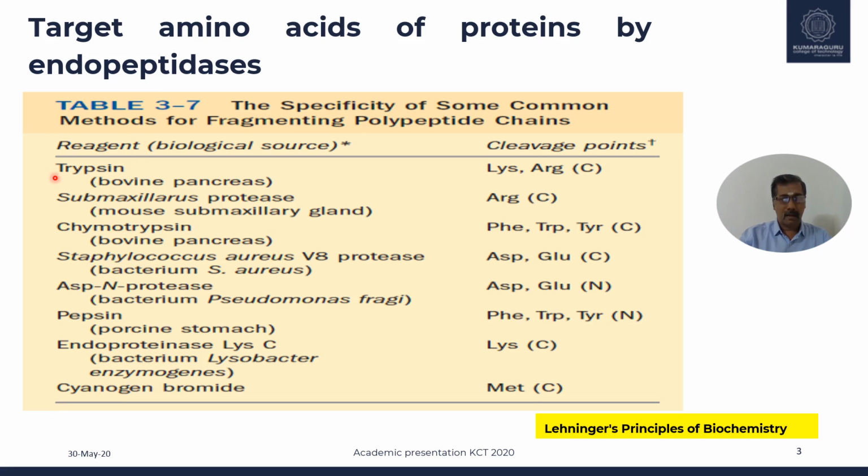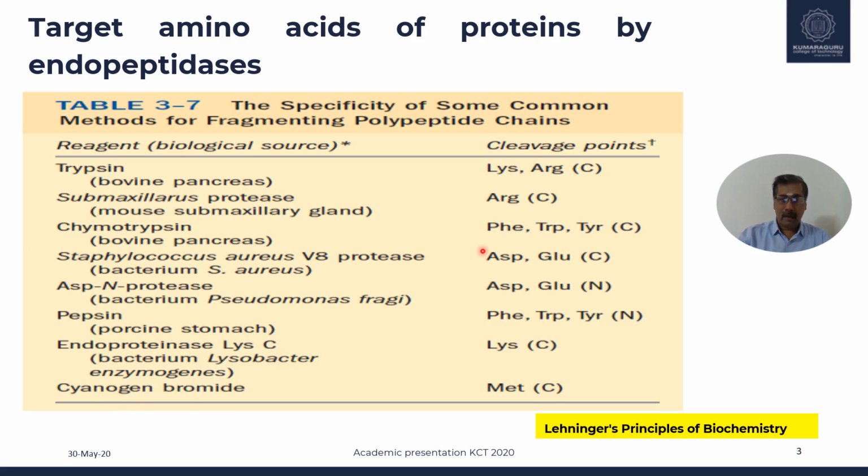You can see trypsin, and protease from the submaxillary gland of your mouse. You know, the submaxillary gland is situated in the salivary gland. Then chymotrypsin, staphylococcus V8 protease, aspartate protease, pepsin, endoproteinase, and the cyanogen bromide, which is a chemical. Now today we are going to discuss chymotrypsin.